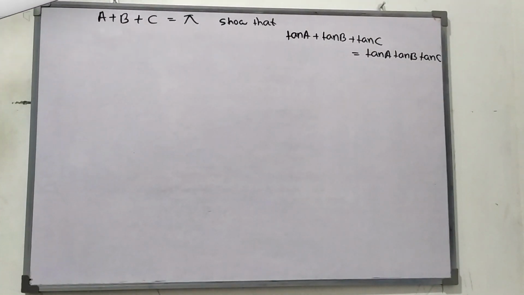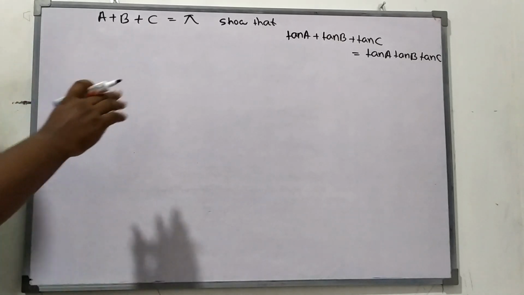Okay children, this is my next example. If a plus b plus c equals pi, then show that tan a plus tan b plus tan c equals tan a tan b tan c. How to do this? This is again a very popular example, right?